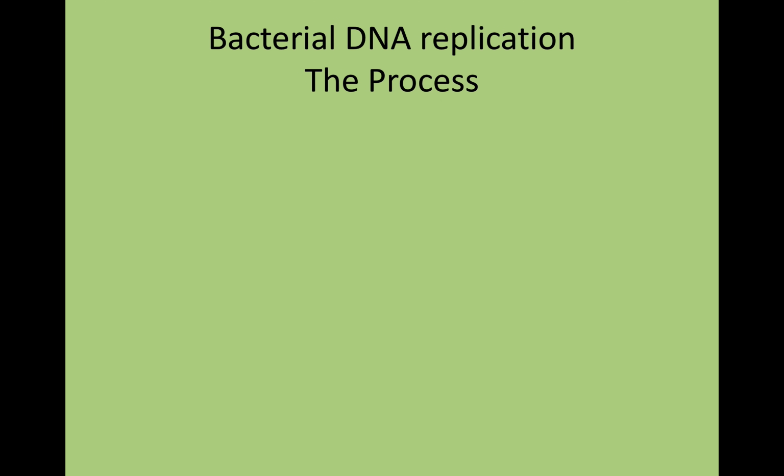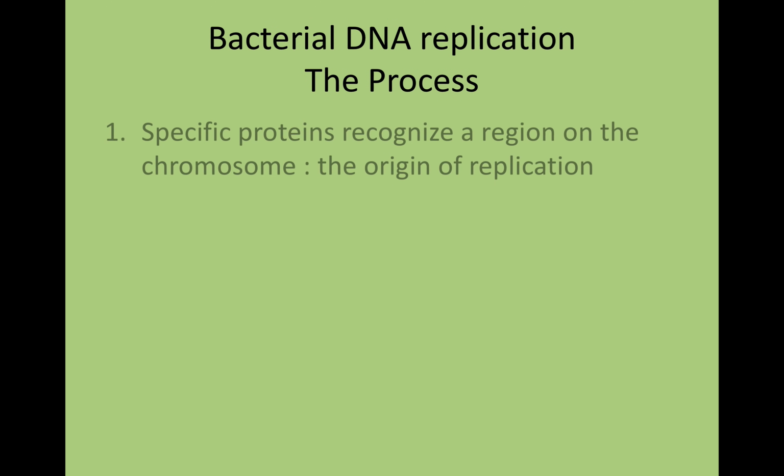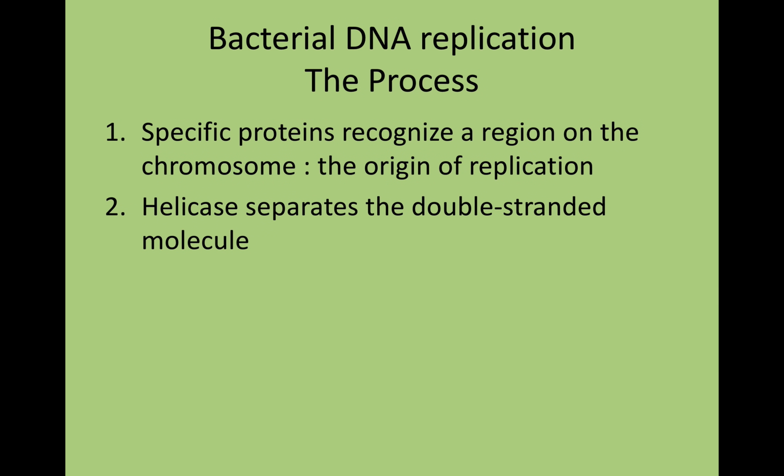We're going to look at the process of replication, and we're going to break it into 6 or 7 steps, depending on how you take your notes. But our step 1 is specific proteins recognize the origin of replication. That allows helicase to attach to those proteins and begin the process of separating double-stranded DNA. So it's going to break the hydrogen bonds and form single-stranded template DNA.